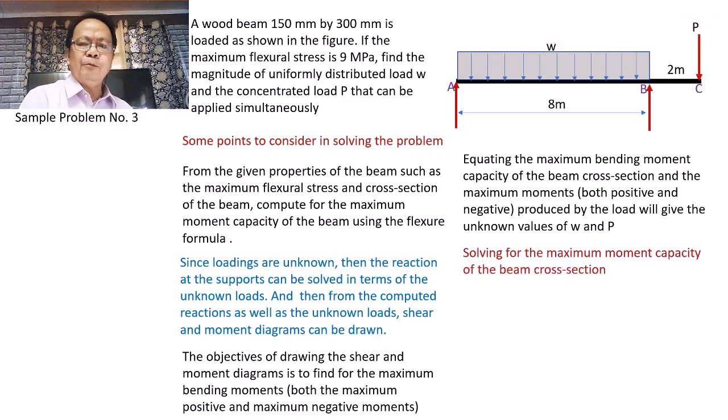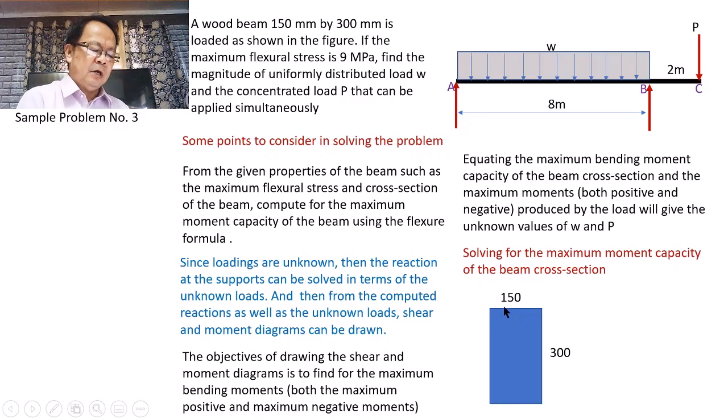Una, mula doon sa beam cross-section na 150 by 300, solve natin yung kanyang maximum moment capacity. So, we are given here the beam cross-section. Meron tayong width na 150 at meron tayong depth of 300. So, kung marirecall natin yung ating stress formula na na-derive natin in the previous lecture na in-upload ko dito sa channel na ito, yung ating stress is equal to MC over I, na kung saan yung C is the location of the farthest fiber mula doon sa neutral axis.